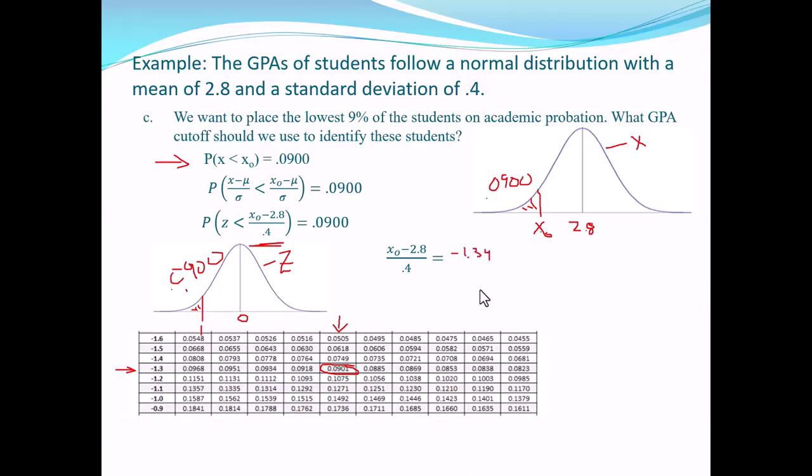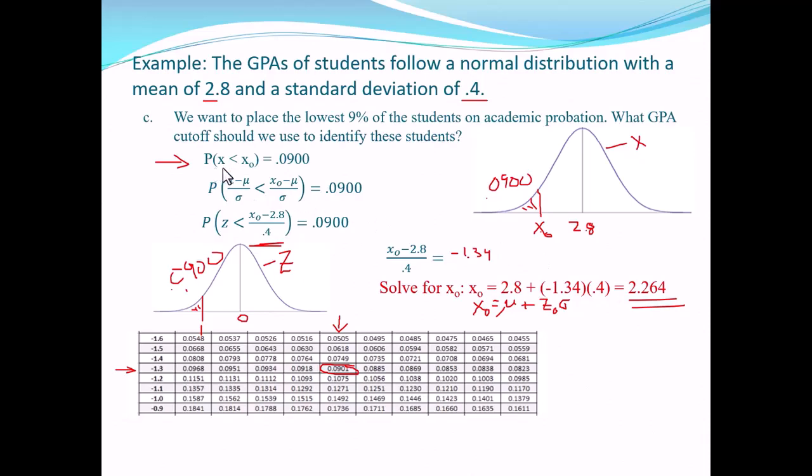The point I'm interested in falls 1.34 standard deviations below the mean. That's what that information tells me. So now I've got to solve for X naught. Turns out you solve for X naught, it's mu plus z naught times sigma. The mean and standard deviation I told you up here, 2.8, 0.4. I'm looking for the value of x that is 1.34 standard deviations below the mean. I'm looking for this number right here. That's the GPA that identifies the lowest 9% of all student GPAs.